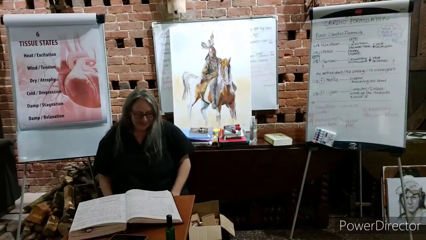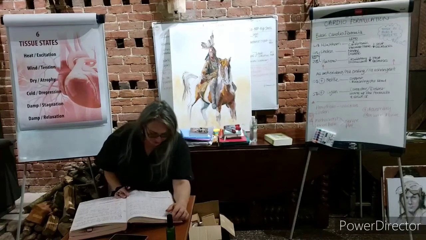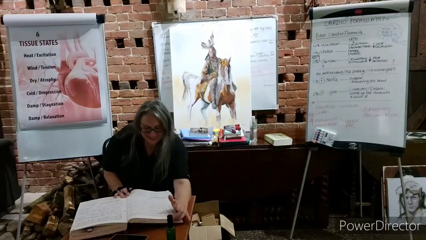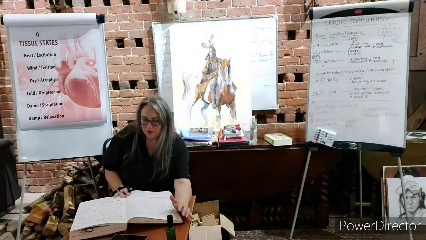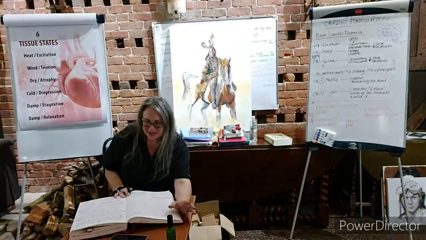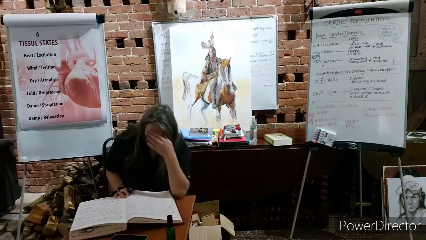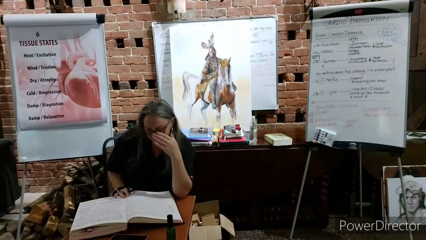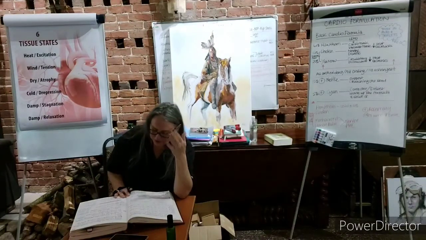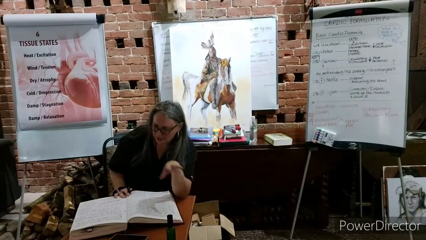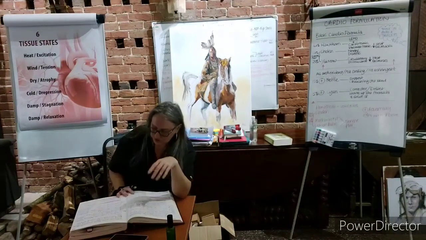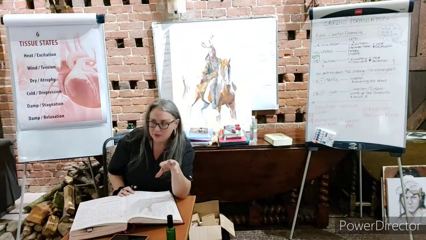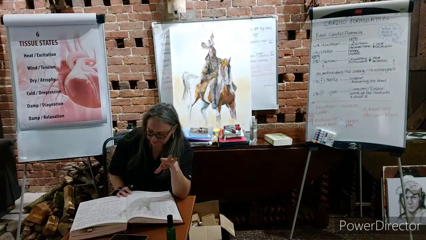So, cold depression. Very common with the elderly. Don't forget, we're not talking about depressed, we're talking about depressed tissue state. Not saying all elderly people are depressed. The function of the heart is depressed, it is weakened, it is cold. The tissue state is weakened, it is wearing down, it is wearing out.